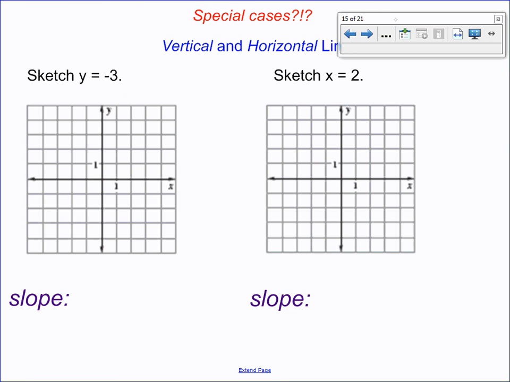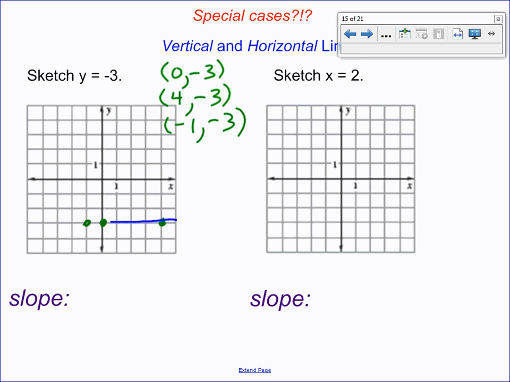Recall that our special cases include equations where I only have an x or only have a y. y equals negative 3 would be the collection of all points that have the same y coordinate. If I considered some points on that line, they might include things like (0, negative 3), (4, negative 3), (negative 1, negative 3). If I plotted all these points, what would it look like? You guessed it, we have a horizontal line.